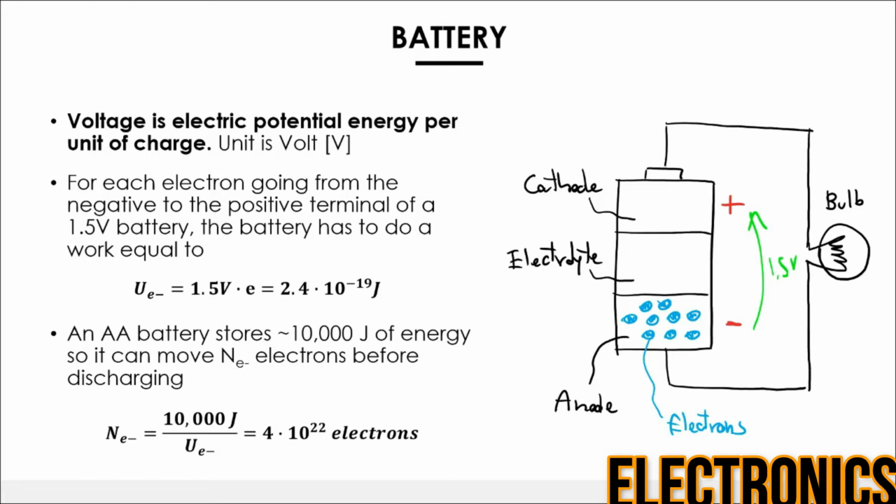Because voltage is potential energy per unit of charge, it is also defined plus or minus an arbitrary constant. For example, if we call this node A and this node B, all I can say is that VA minus VB is equal to 1.5 volts. But the value of the voltage at A and the value of the voltage at B could be any combination of numbers whose difference is 1.5 volt.